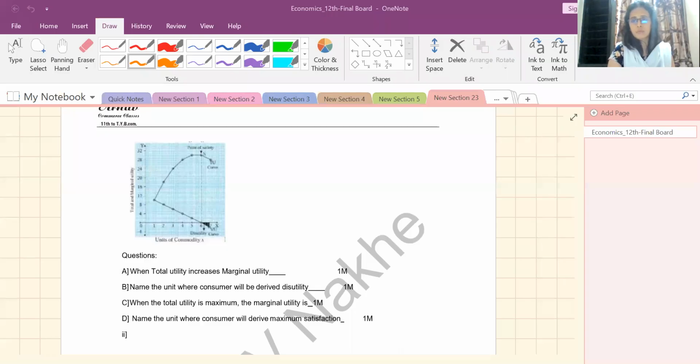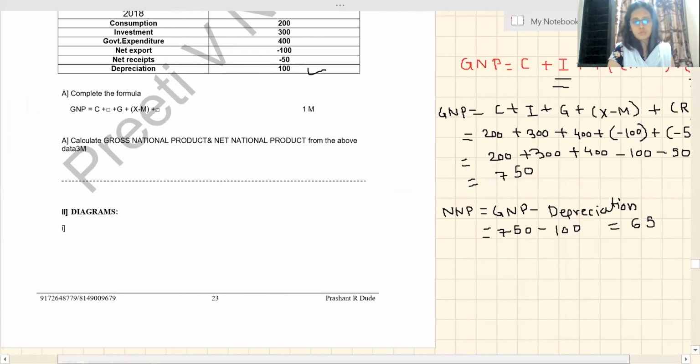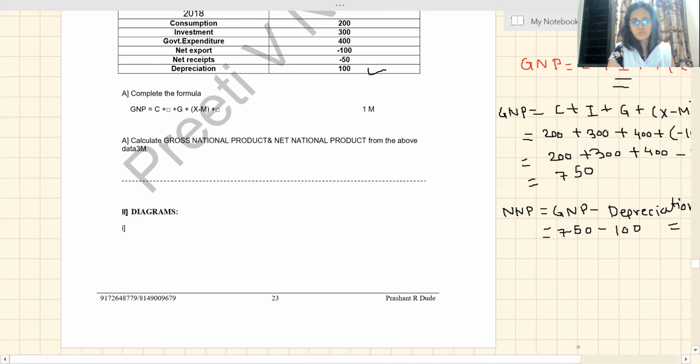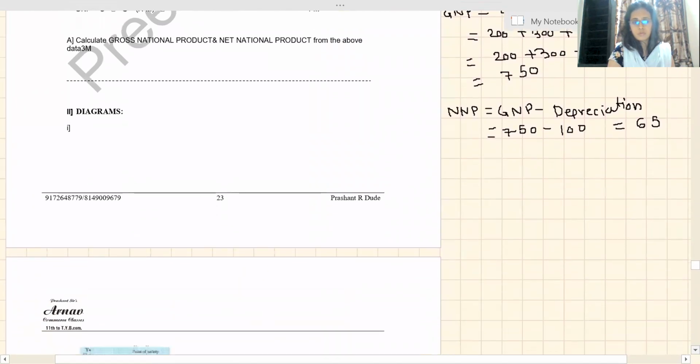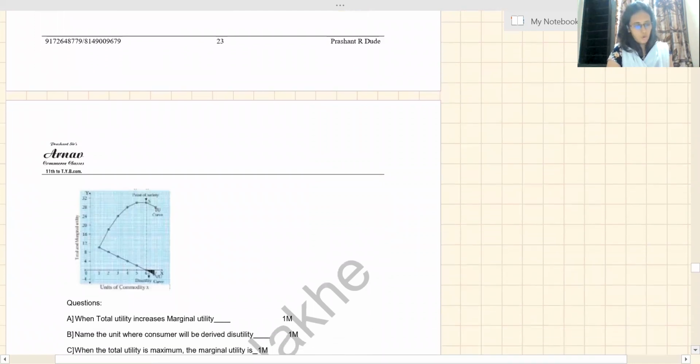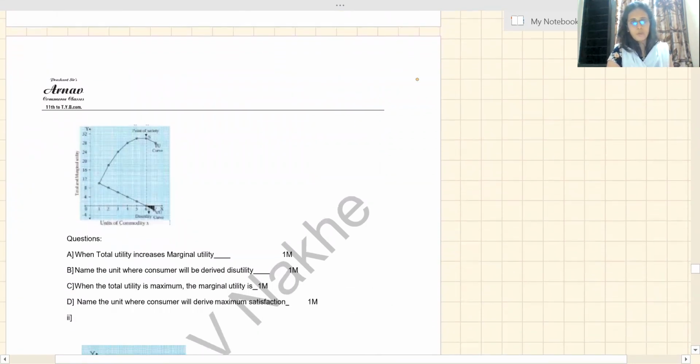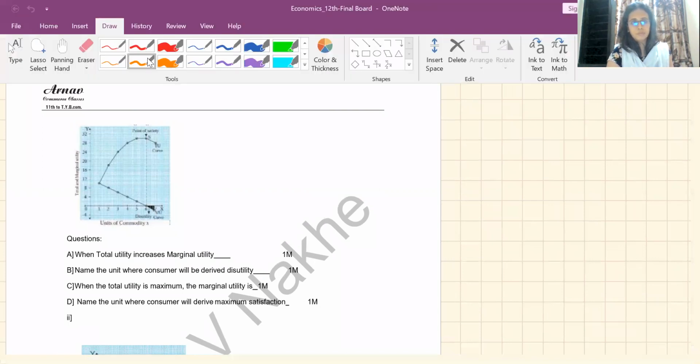Hello friends, in the last lecture we discussed question number 5, that is the tabular form part, and now in this video we will discuss the diagram based questions. So let's see. In total they have given 7 diagrams. We will begin with the first diagram, that is based on the utility relationship between TU and MU, our second topic.